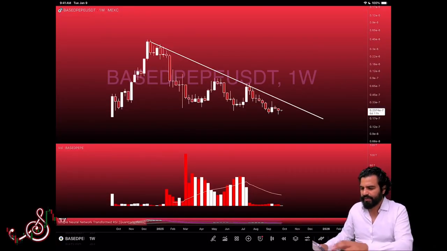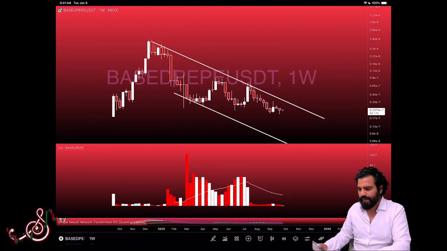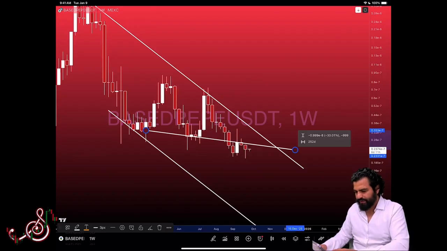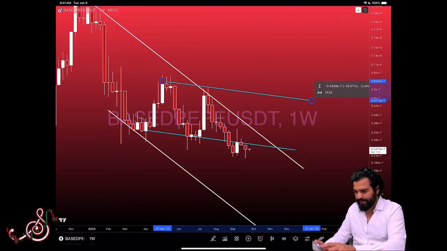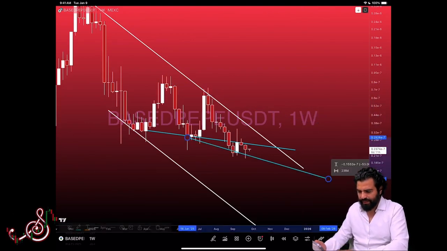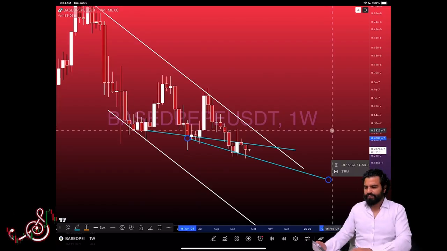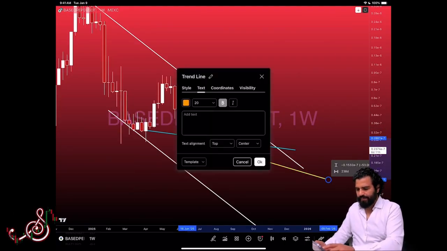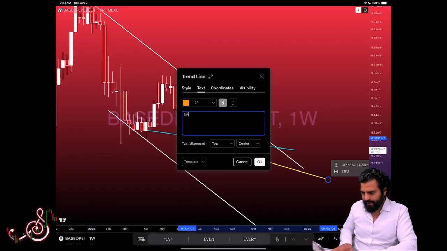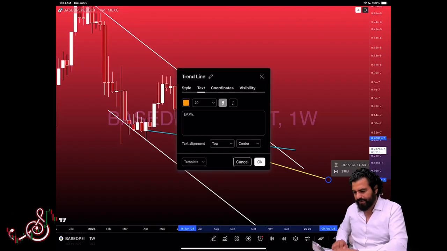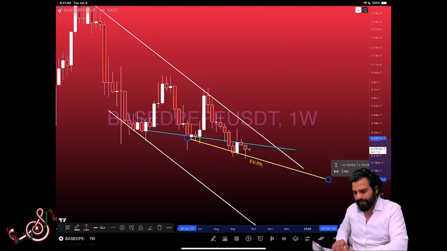Where is my support? I know how to find it. If my move is into weakness, I need to account for the event line. So my support should be in these areas. So it's going to be here. Let's label that. It's going to be EV Phantom. So we're going to be looking for a support at this area.